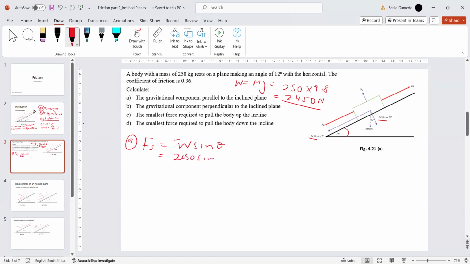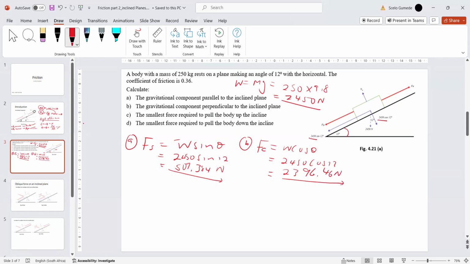2450 sine 12, which gave us an amount of, if I punch this on a calculator, let me do that quickly. Sorry for that. It gives me 509.384 newtons. Please confirm my answers. And then B, F perpendicular is the one of cos, W cos theta, which is 2450 cos 12, and it gave me an amount of 2396.46 newtons. Please make sure you confirm my answer.